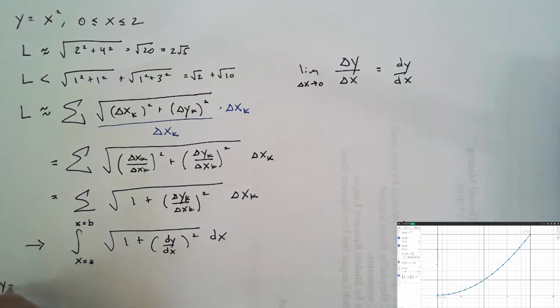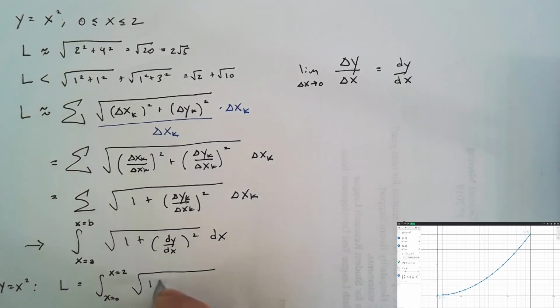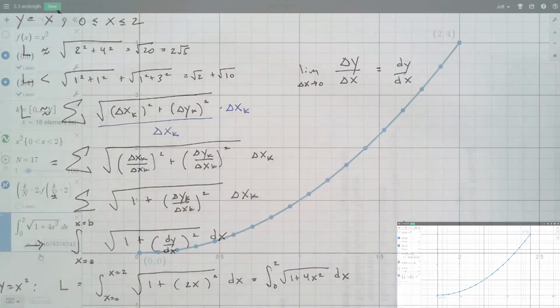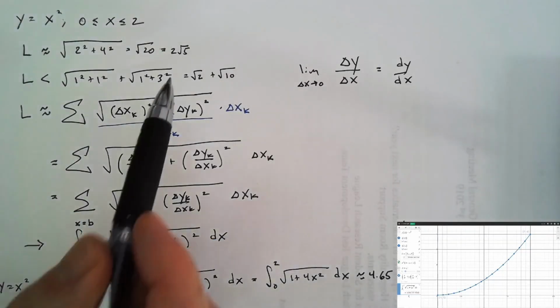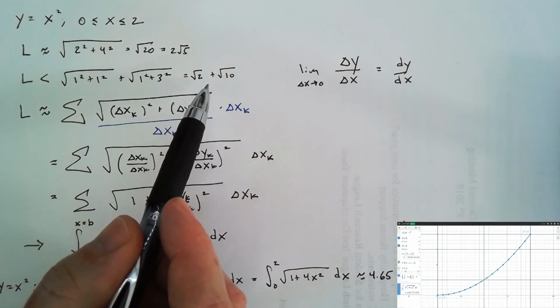So for our y equals x squared example, the length of the curve should be the integral from x equals 0 to x equals 2, square root of 1 plus, well, we take the derivative of y with respect to x, we get 2x, square that, dx. We can simplify slightly, and now we just need to work out this integral. At some point we'll be able to find an exact value, but approximating this definite integral yields about 4.65 units. You can check that this is bigger than 2 root 5 and square root of 2 plus square root of 10, our rough estimates from before.